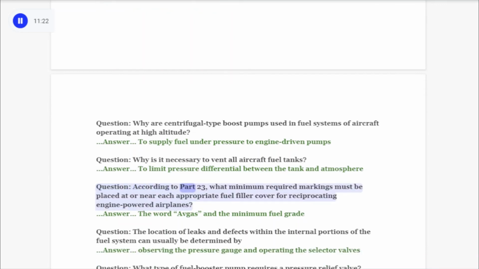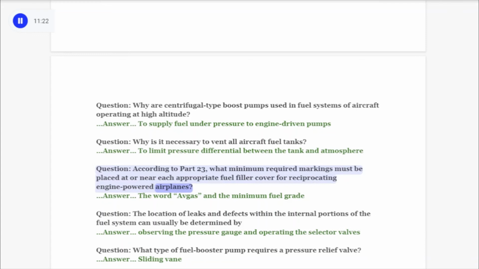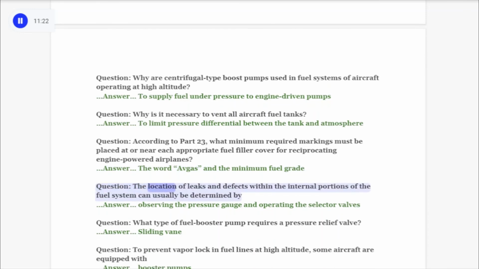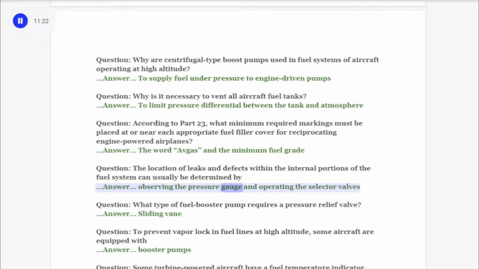Question: according to Part 23, what minimum required markings must be placed at or near each appropriate fuel filler cover for reciprocating engine-powered airplanes? Answer: the word avgas and the minimum fuel grade. Question: the location of leaks and defects within the internal portions of the fuel system can usually be determined by. Answer: observing the pressure gauge and operating the selector valves.